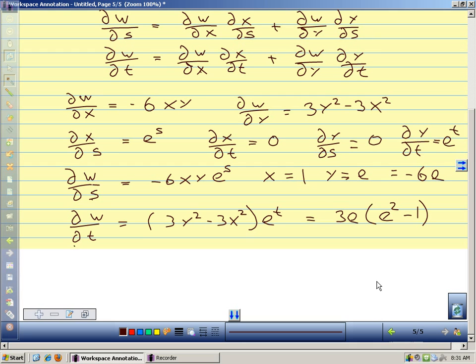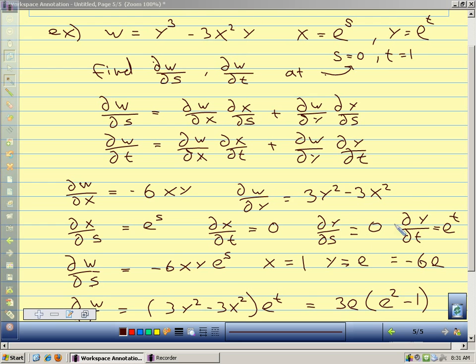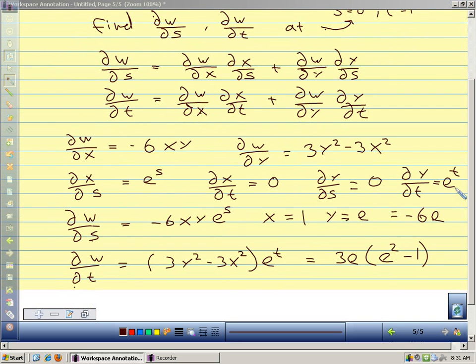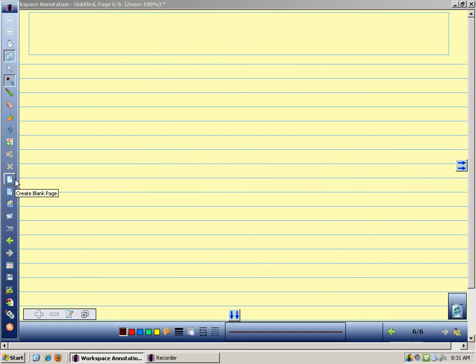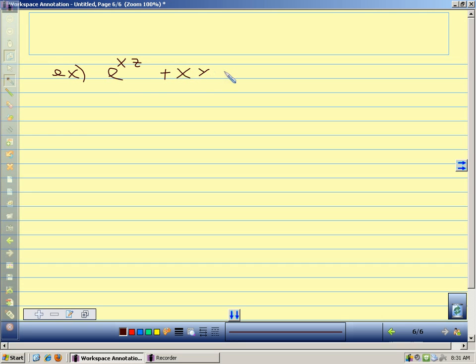Let's look at an example using implicit differentiation. Wait, so what did we just use? Okay. All right, let's look at an example of implicit differentiation. We have e to the xy, or I'm sorry, e to the xz plus xy equals 0.